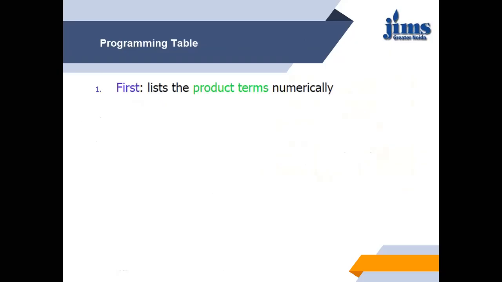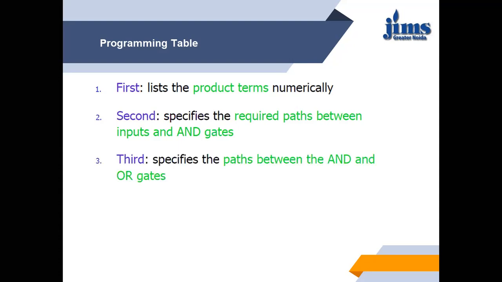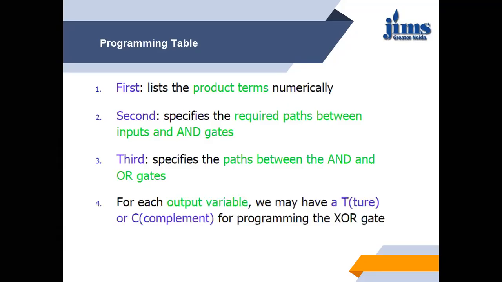Now, how to draw the programming table? First, list the product terms numerically. Specify the required paths between input and the AND gate, and specify the path between AND and OR gate. For each output variable, we may have a true or a complementary form, programmed through the XOR gate. Whenever it is true, the other input to the XOR gate will be 0. Whenever it is complemented, the other input will be 1.